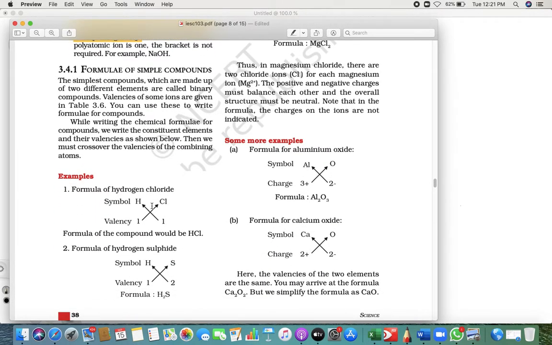For example, H is +1 and Cl is -1. So H is ready to give 1 electron and Cl is ready to accept 1 electron. When you write down the chemical formula, make sure the powers are written the other way around. So it is HCl, and this is how the chemical formula is prepared. You are getting what I am saying?